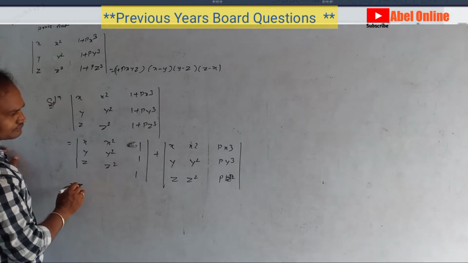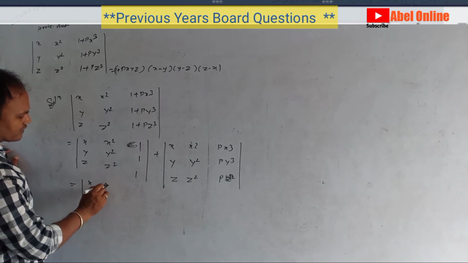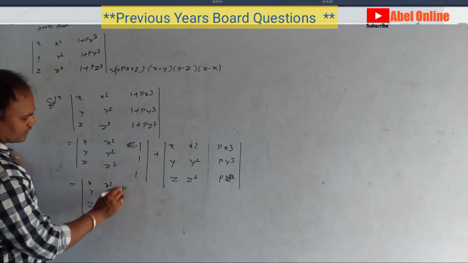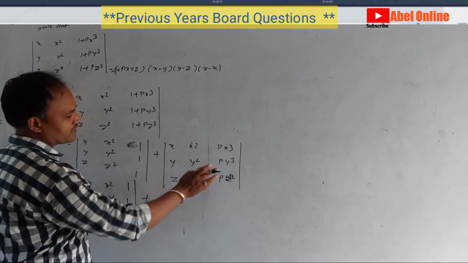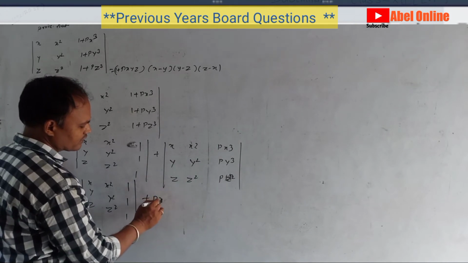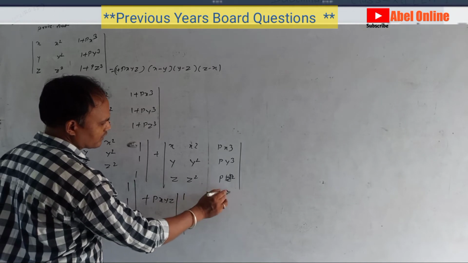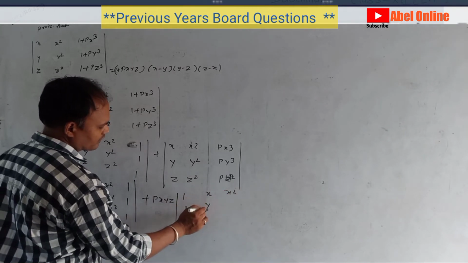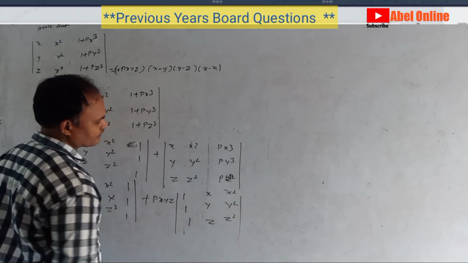So it is x, y, z; x square, y square, z square; 1, 1, 1. And what about here? x is common from here, y is common from here, z is common from here, and p is common from here. So we can say that it is p x y z, and then 1 x square, 1 y square, 1 z square.